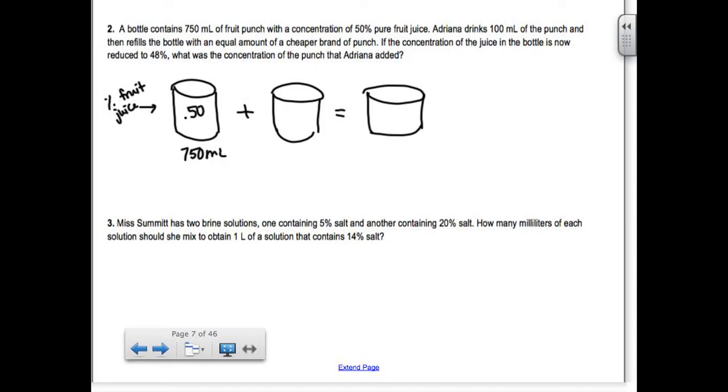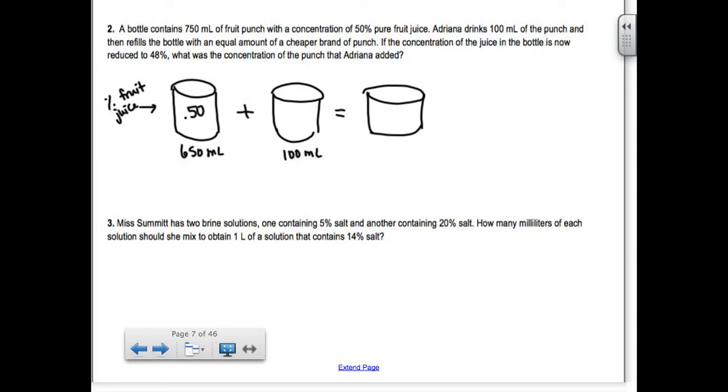Okay, she's going to drink 100 milliliters of the punch. So I guess now she doesn't have 750 milliliters. How much does she have? 650. And then she refills the bottle with an equal amount of the cheaper brand of punch. So if she's going to refill the bottle, how much is she adding to it? 100, right?